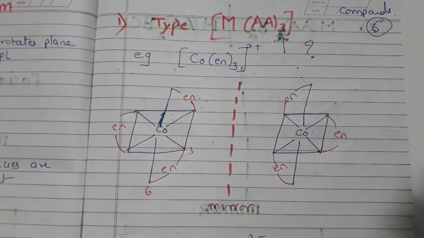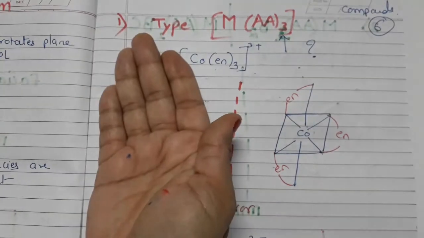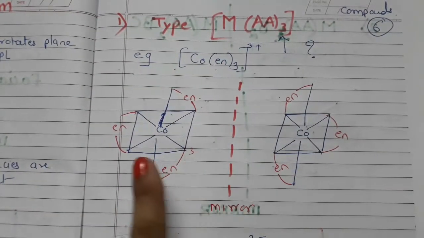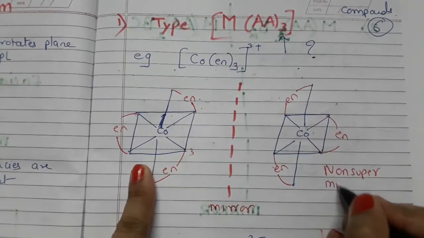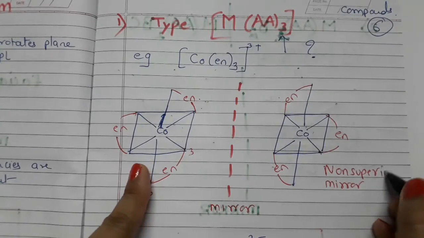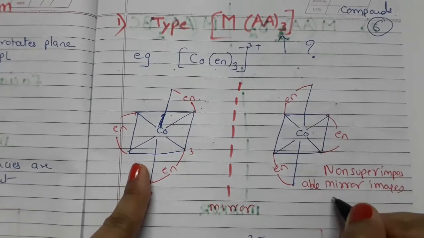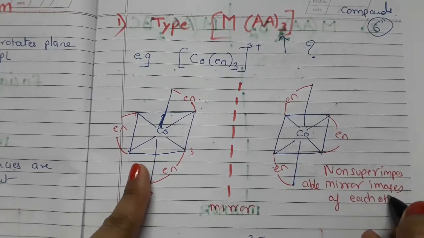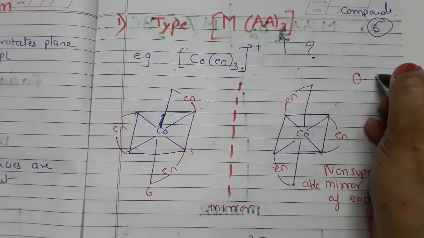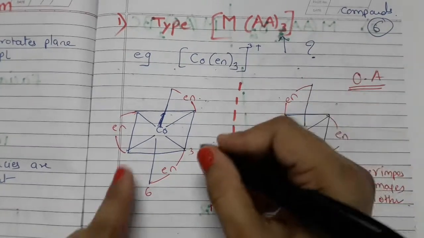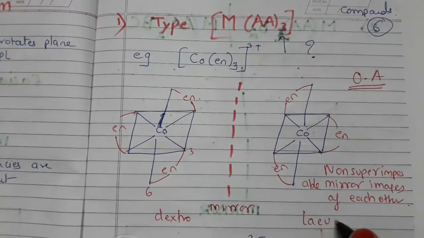Now, what we will do? We will lift this molecule up and try to place it on this molecule. If you lift this molecule up and try to place it, you will find that they are non-superimposable mirror images of each other, and hence we say that they are optically active. When I write optically active, it is OA. So, both these are optically active. If this happens to be dextro, this is going to be levo.